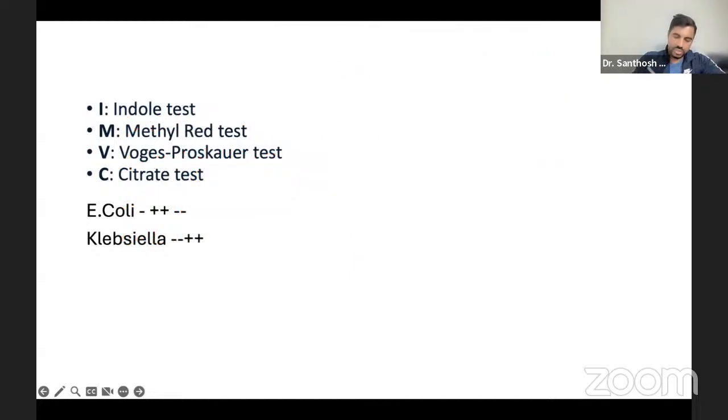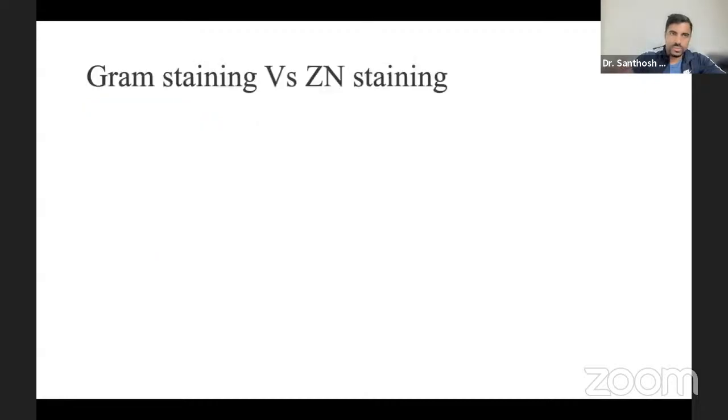So we have mentioned it here. Very important. Now, gram staining versus ZN staining. Both are differential staining.